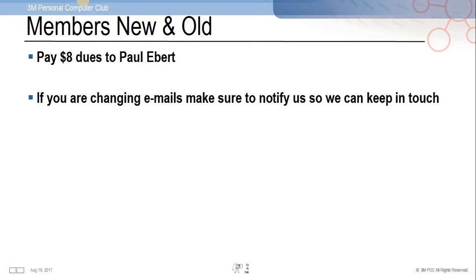Membership dues are $8, and you can pay them to Paul. Paul isn't here today, but you can drop it off with me if you've got it. Just a reminder, if you are changing your email provider, or you're retiring from 3M or whatever, please let us know what your new email is, because that's the way we send out these notices and renewals. And Paul, by the way, will be traveling starting around the start of September, so he may not be around for a few months, but we've got some ways in place to add new members and to keep it.